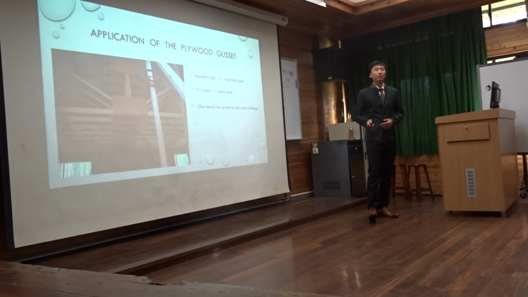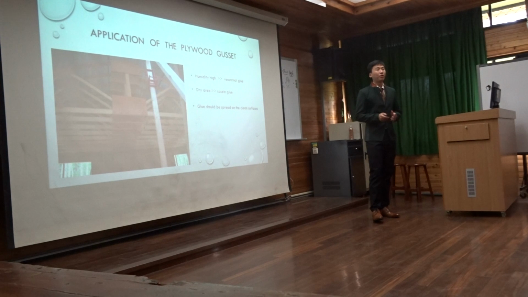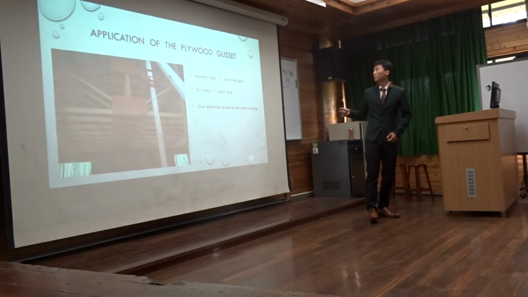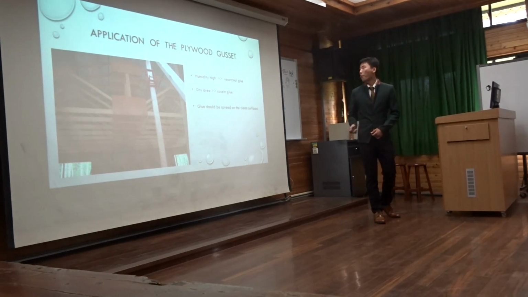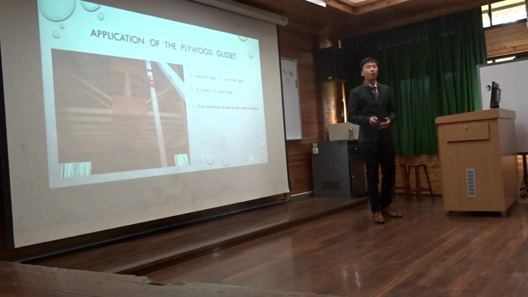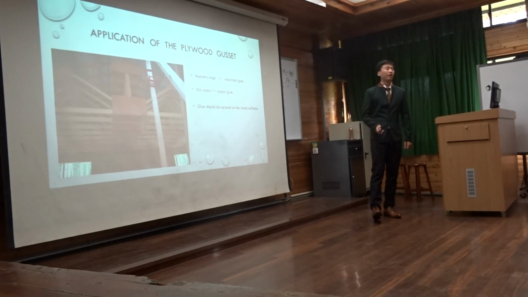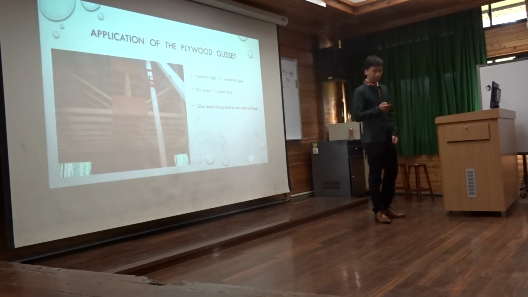When using the plywood gusset, we should care about the humidity. For normal conditions, where relative humidity in the attic area tends to be high, the resorcinol glue should be used for the gusset. In dry and arid areas, where conditions are more favorable, the casein glue or similar glue might be considered. Glue should be spread on the clean surface of the gusset and the truss member.